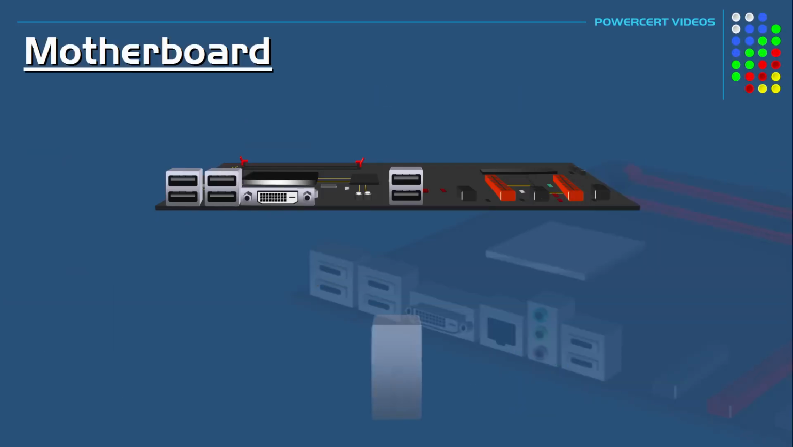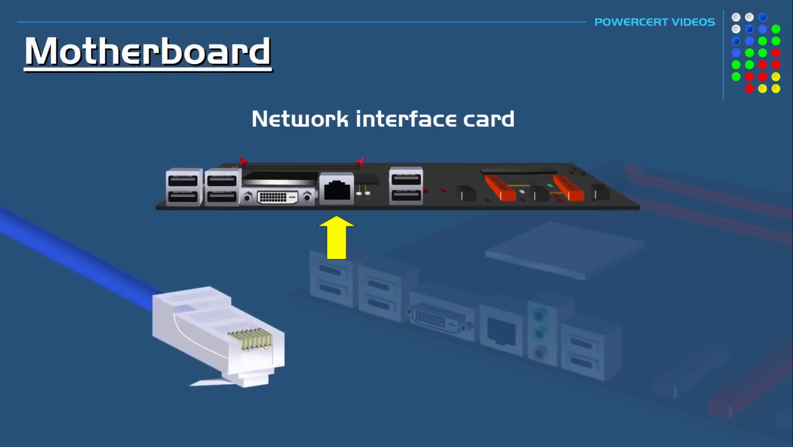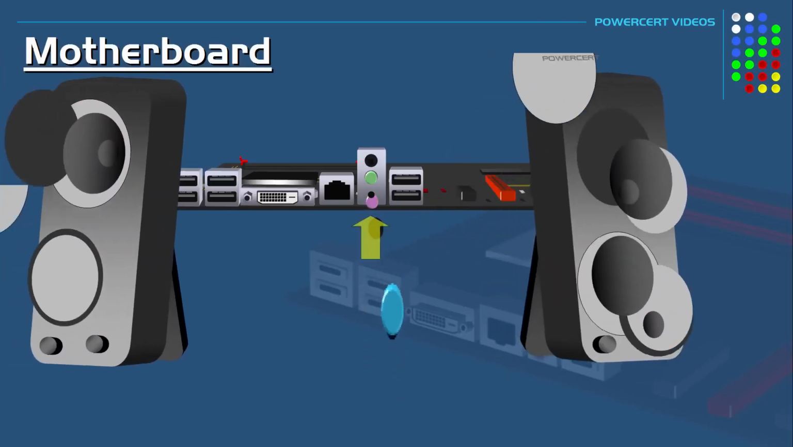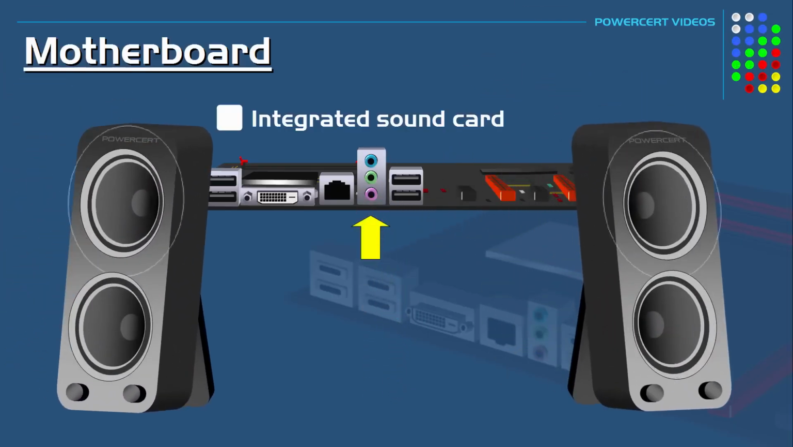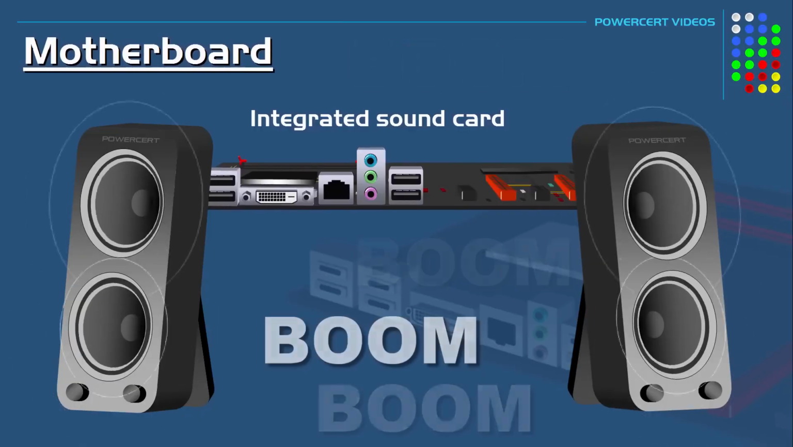And some other things that would appear on the rear input-output panel is the network interface card. And this port is designed for an RJ45 connector with an Ethernet cable to connect the computer to a network. And there's also a sound card, and just like integrated video, if a motherboard has a built-in sound card, then this is known as integrated sound. A sound card is what processes audio through the computer's speakers.